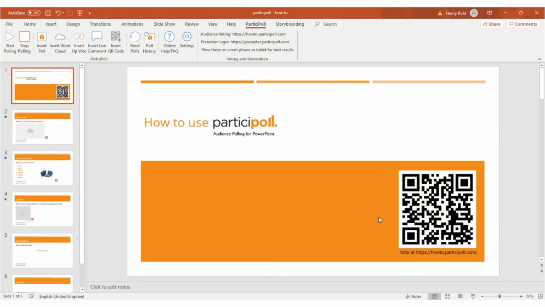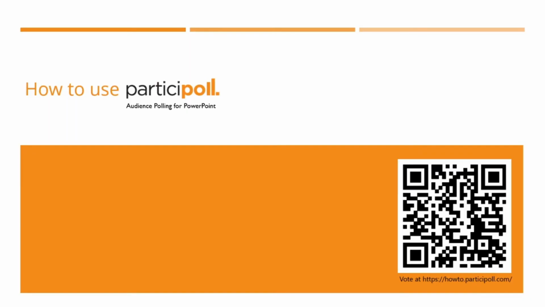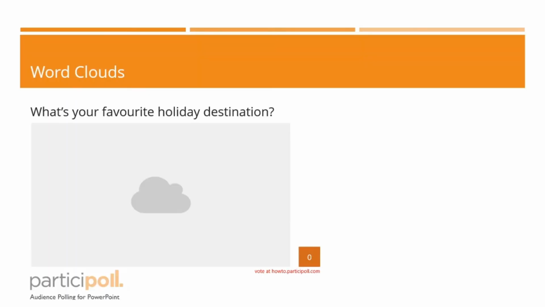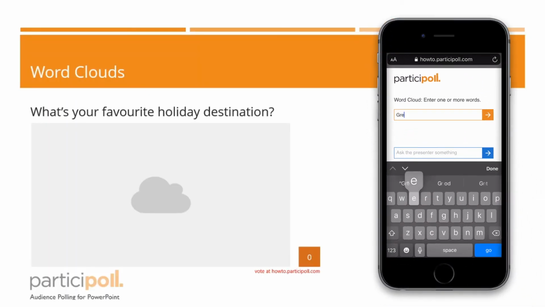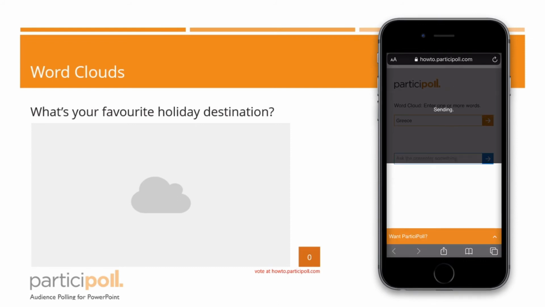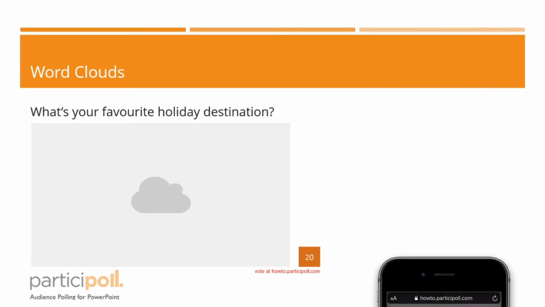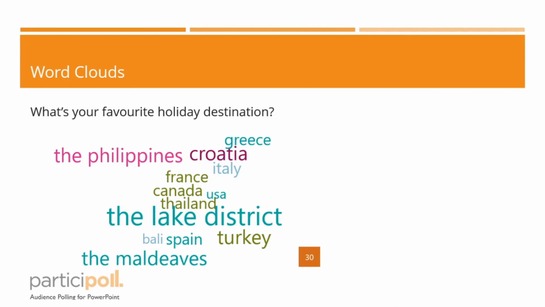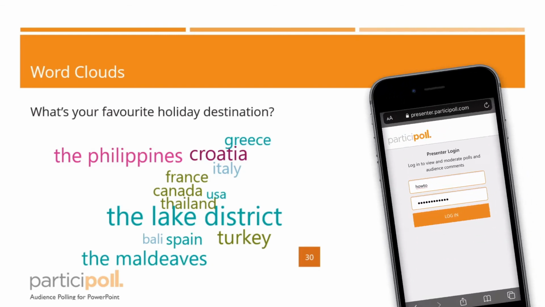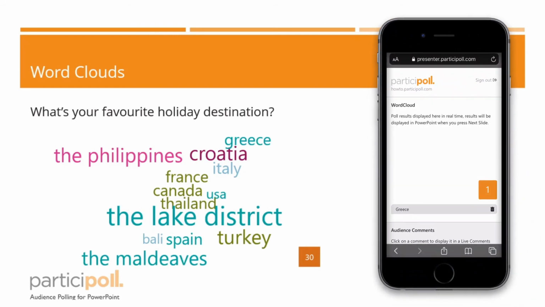Start your presentation as normal and move to the word cloud. Your voting page will show a text box for your audience to enter their word cloud responses. When everyone has responded, press next slide just like with polls to generate the word cloud. If you want to moderate responses to word clouds or other poll types, you can do so using our presenter login.